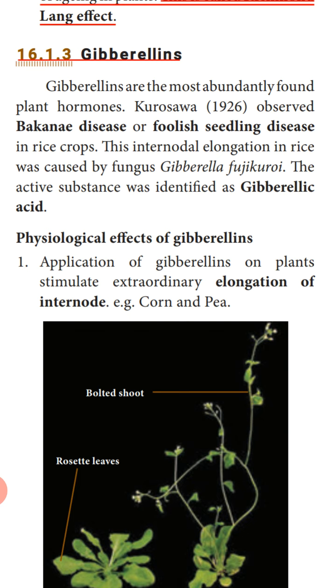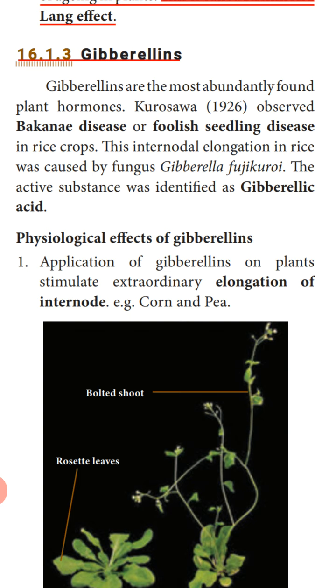He made an observation that this elongation in the internode was because of a fungus called Gibberella fujikuroi, and he found that this Gibberella fujikuroi secreted some active substances in this plant, and that was called gibberellin. This gibberellin helped in the elongation of the plants. So this disease was called Bakanae disease, or the foolish seedling disease. Okay, so here we have studied the history of the gibberellins, how it was discovered.